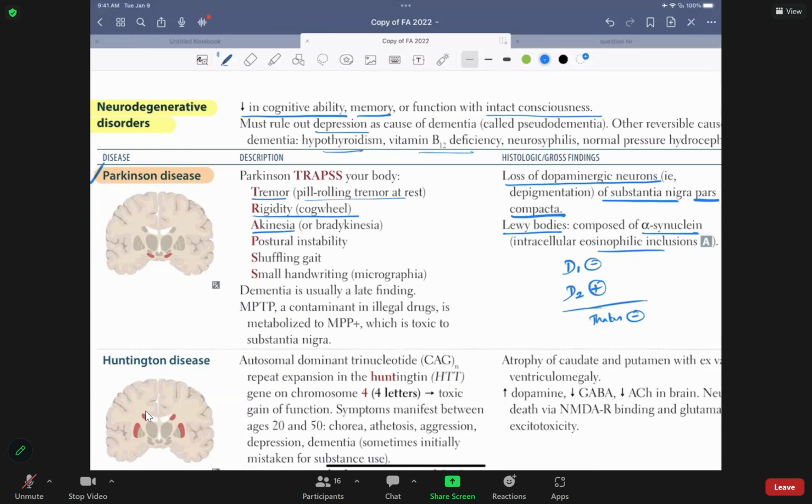So they take a long time to do everything. Postural instability, shuffling gait, small handwriting, micrographia. Because in order to write, your hand has to move. If their thalamus is inhibited, it's very difficult for them to move. Is that clear, folks? All right. That's the idea. Dementia is usually a late finding for Parkinson's disease, okay?